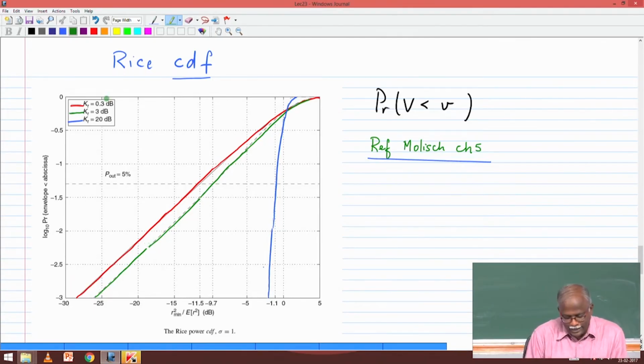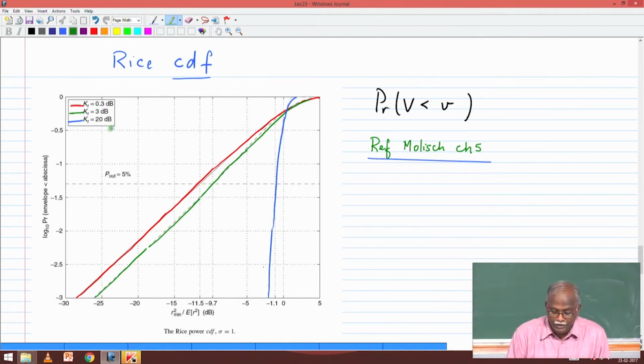Now again, for K equal to 0.3, it looks almost like Rayleigh, and maybe it's a good idea to actually plot the Rayleigh distribution. You'll find that the Rayleigh is slightly worse than the red graph. Then you go to something which is mildly line of sight, 3 dB. It's better than Rayleigh, but it's not substantially different.